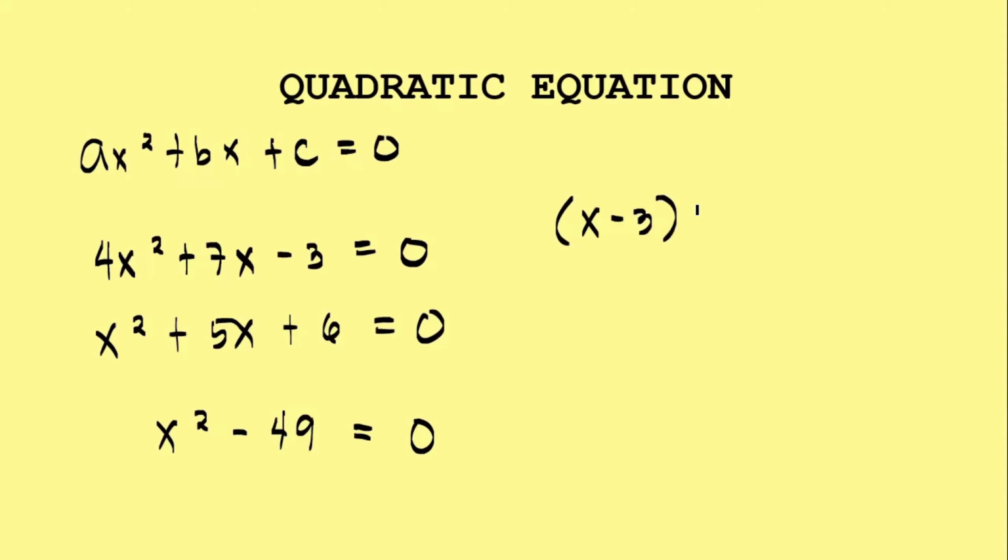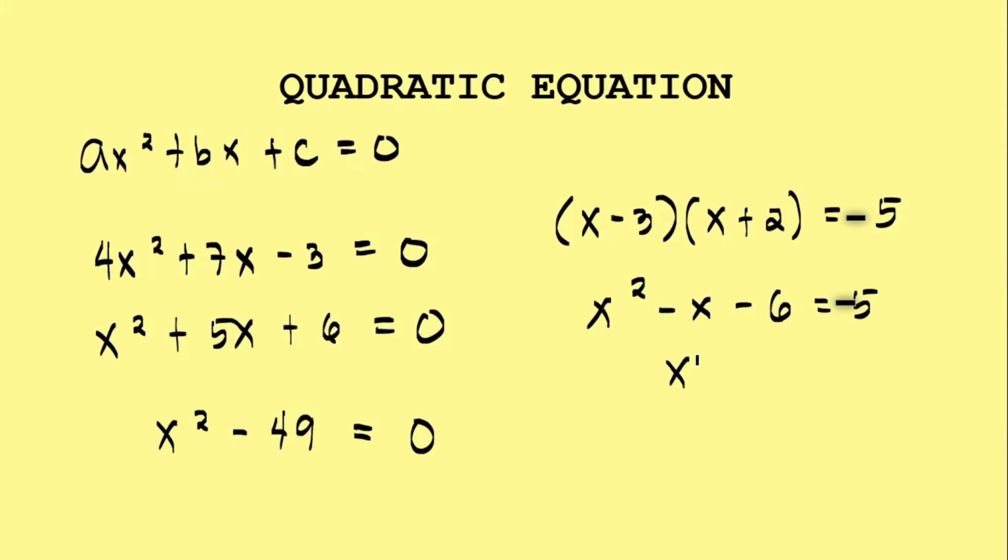As well as this one: quantity x minus 3 multiplied by x plus 2 is equal to negative 5. This is a quadratic equation because once we expand x minus 3 multiplied by x plus 2, the answer will be x squared minus x minus 6 is equal to negative 5, or x squared minus x minus 1 is equal to 0. The highest exponent is 2. These are the examples of quadratic equation.